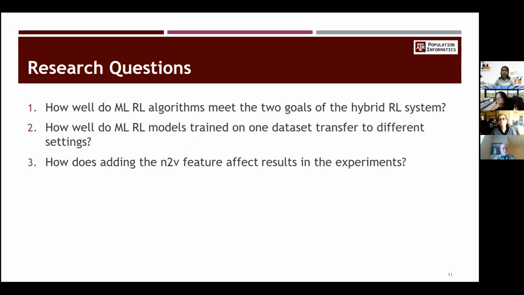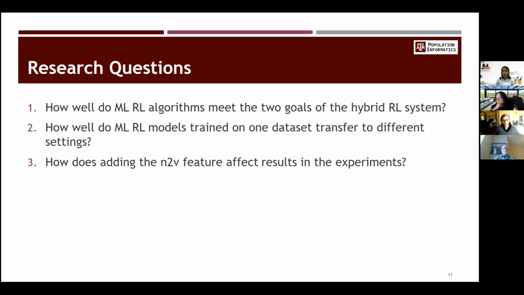These are my research questions. I had 3 research questions, and I answered them during my research time. The first one is how well machine learning algorithms meet the 2 goals of hybrid record linkage. The second one is how well machine learning algorithms that we train in one data set transfer to a new setting.